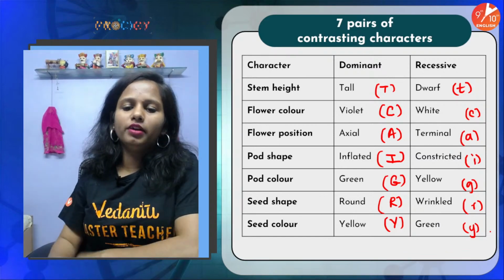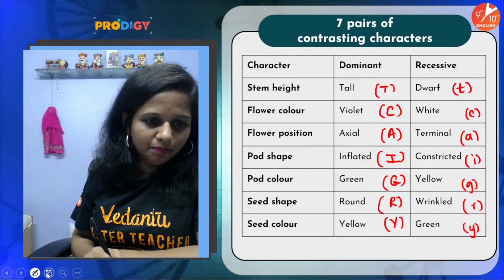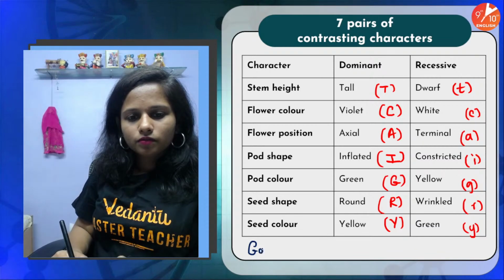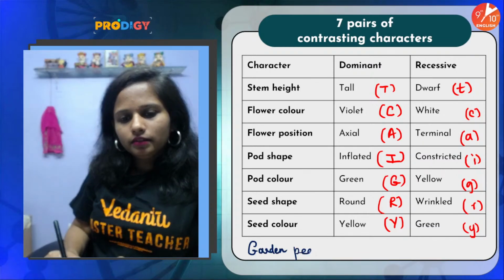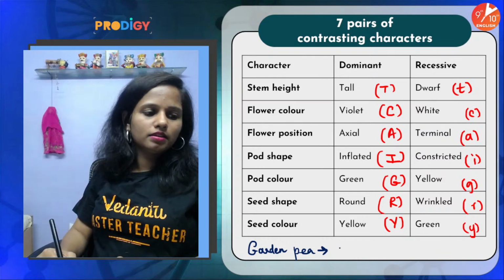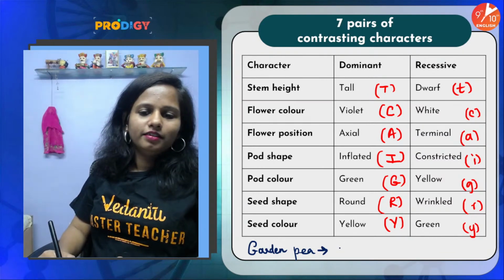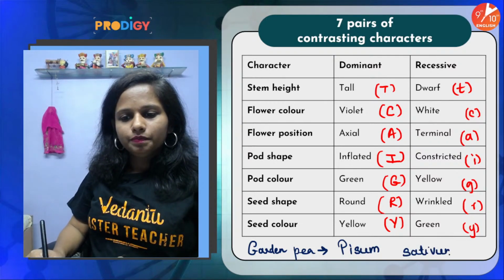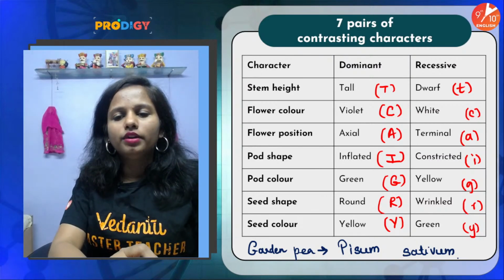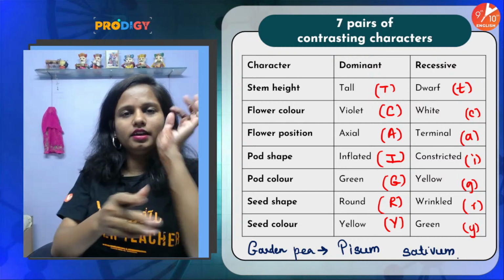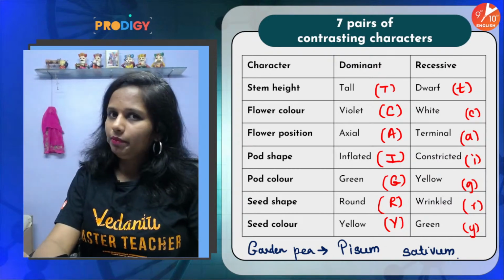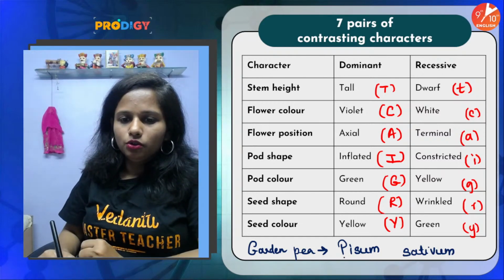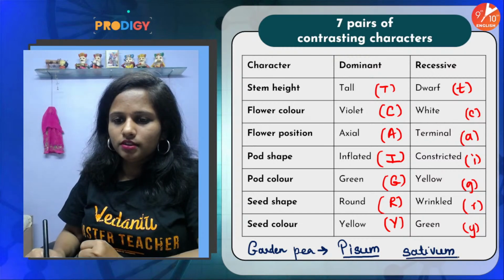And what is the botanical name of the pea plant, guys? Garden pea plant is known as Pisum sativum. I have already explained how axillary flowers arise and how terminal flowers arise. Go check out my previous video, where I have mentioned it in detail. Pisum sativum. Do not fail to underline the genus and the species name.